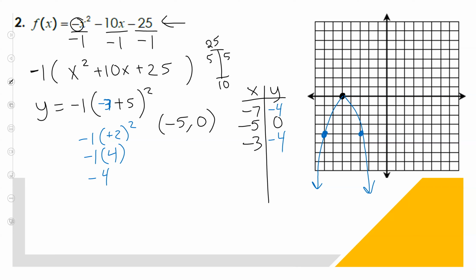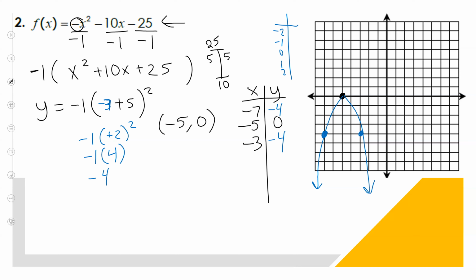Okay, so guys, if you wanted to, you could just try -2, -1, 0, 1, 2, but you really wouldn't get a good picture, right? So this is a good strategy to use to figure out what x value should I plug in so I get a nice U-shaped graph.